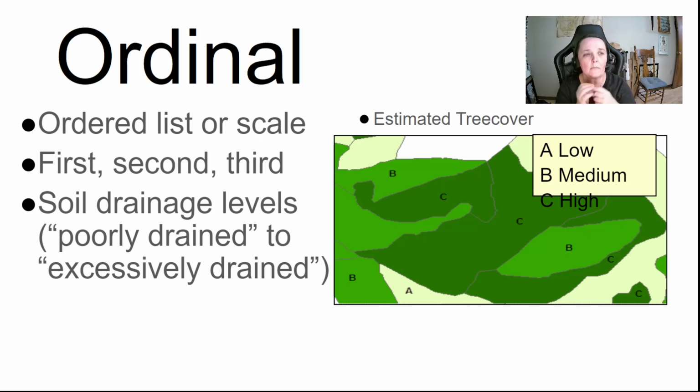Ordinal data is an ordered list. So it's not exactly numbers, but it's not exactly just categories, because you're ordering the list from best to worst, or from most drained to least drained, or very damp soil to very dry soil. So there's some kind of order to this list of things, but it's not necessarily numerical data. In our example here on the screen, we have tree cover, and somebody has estimated low, medium, and high tree cover for this area.